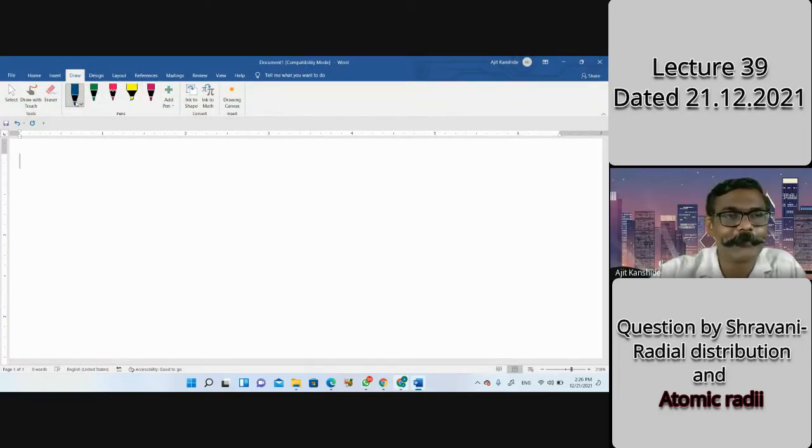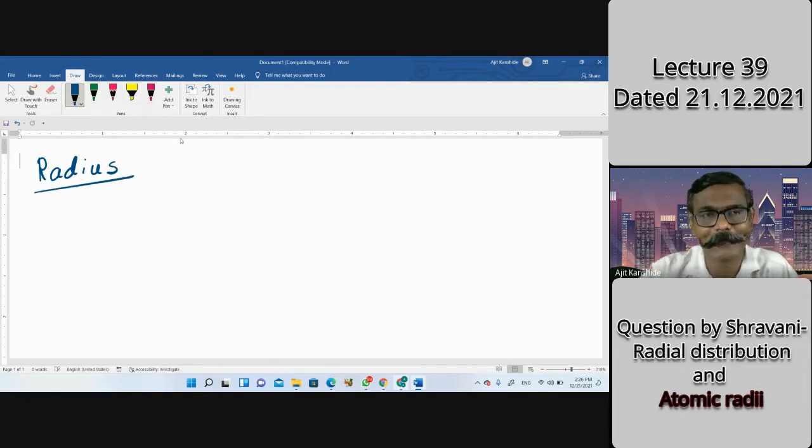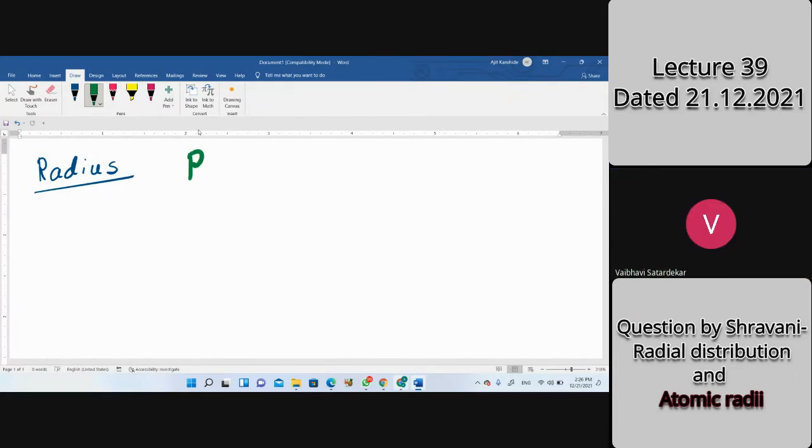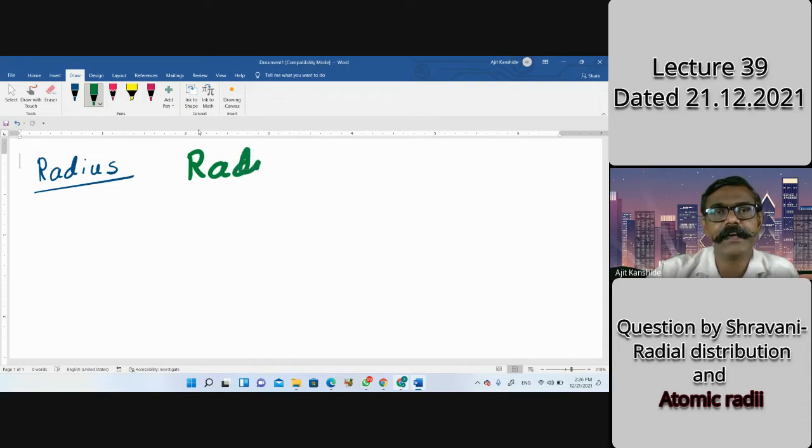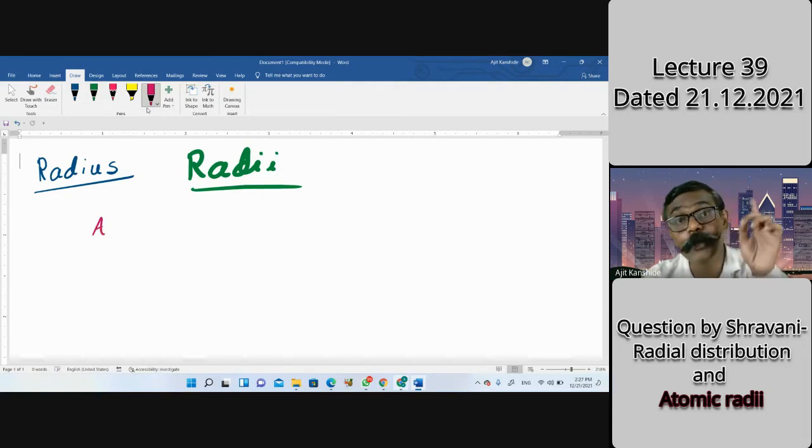Great. Now the next point I want to discuss, in connection with the question asked by Shravani, is radius, the radius of an atom or ion. Will anybody tell me the plural of it? Radius means singular, one atom's radius. If many atoms are there, what do we say instead of radius? Radii. Right. Radii.